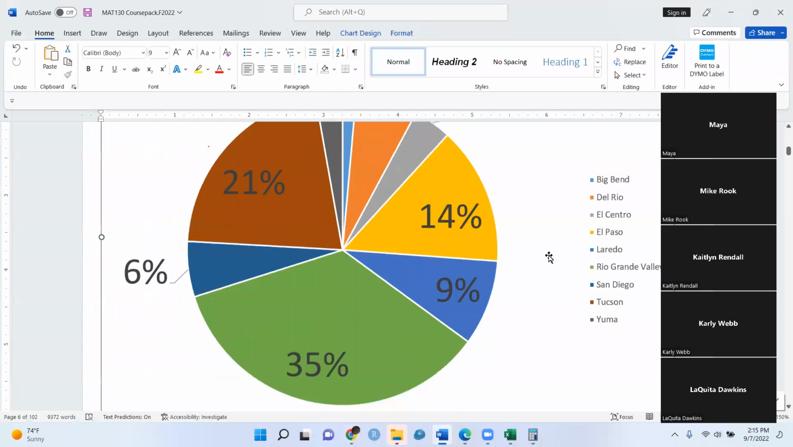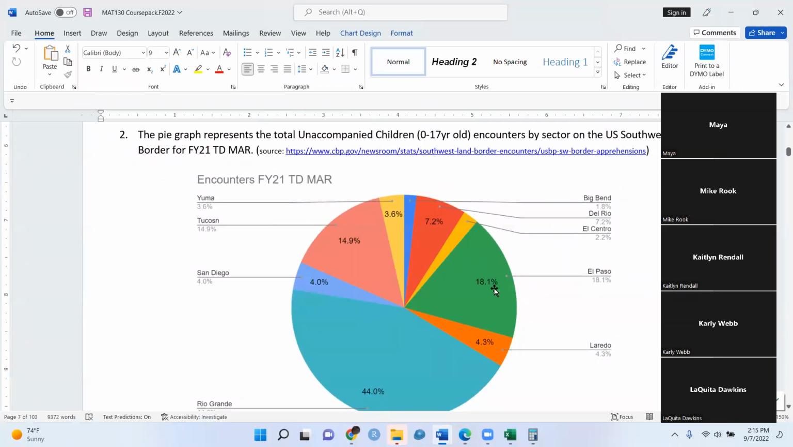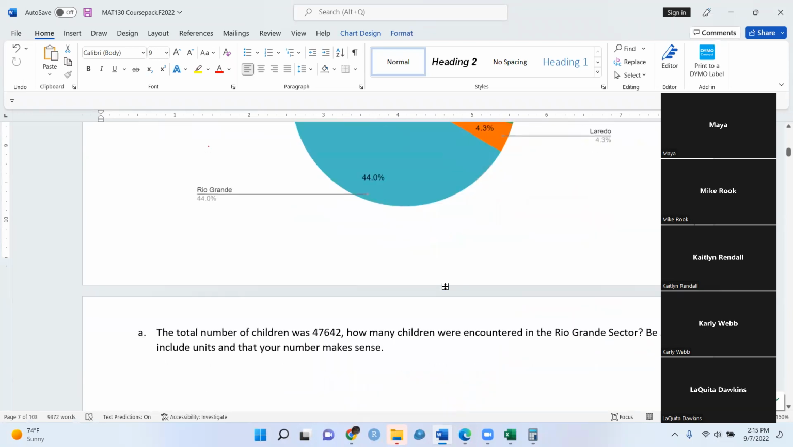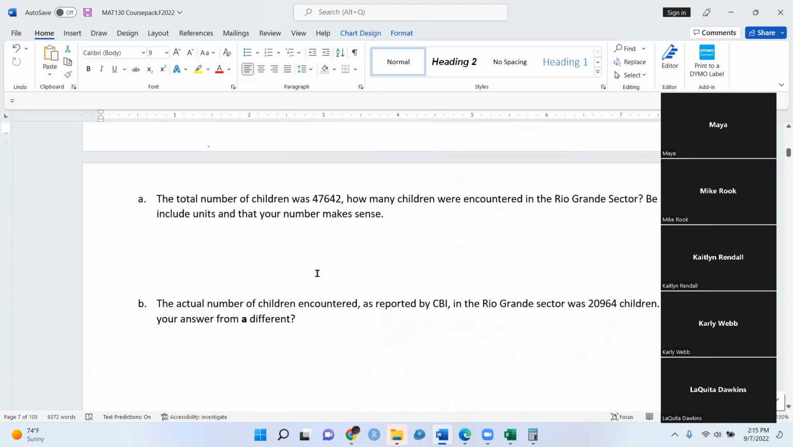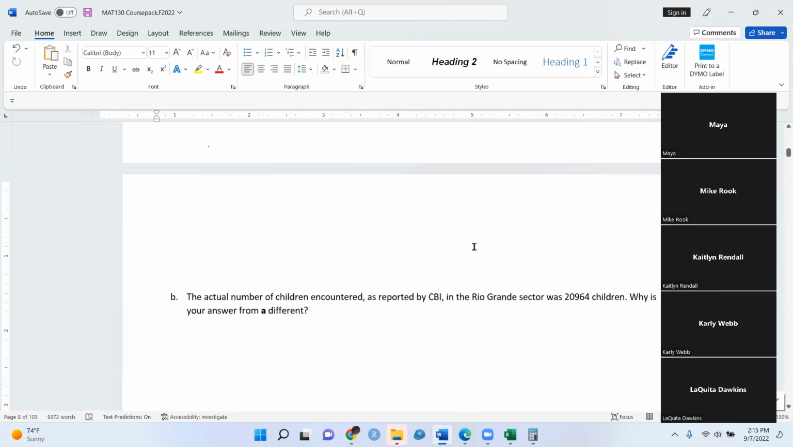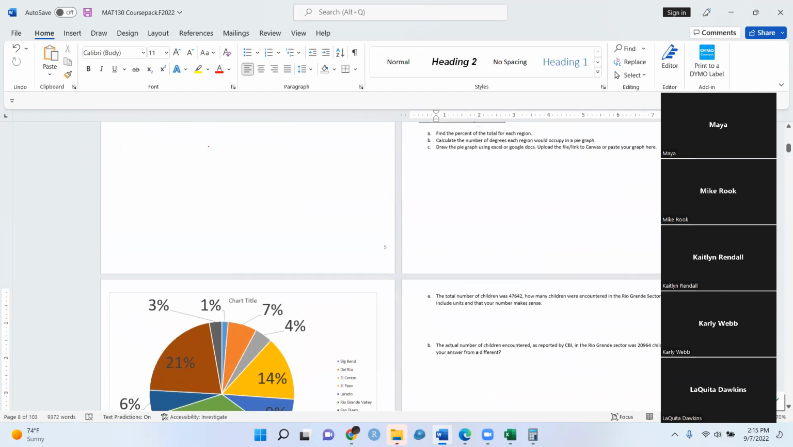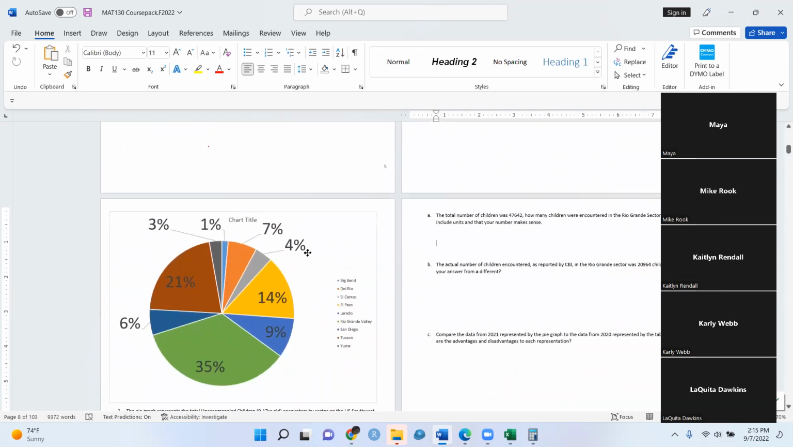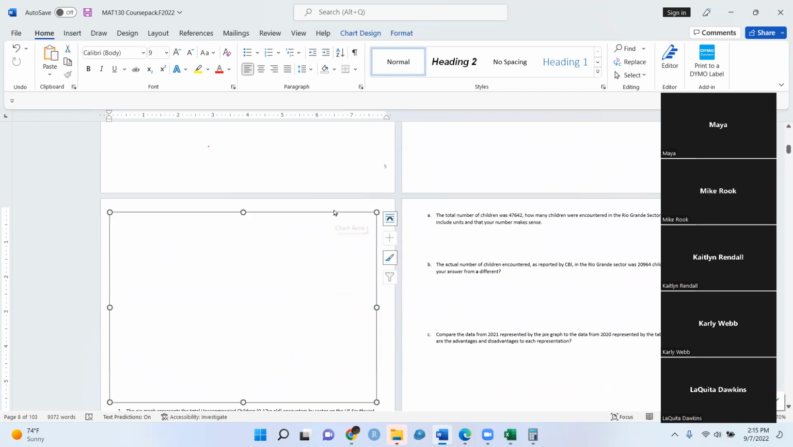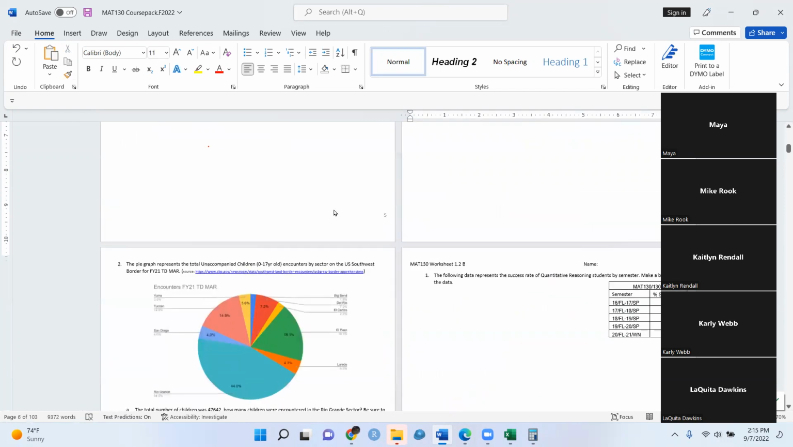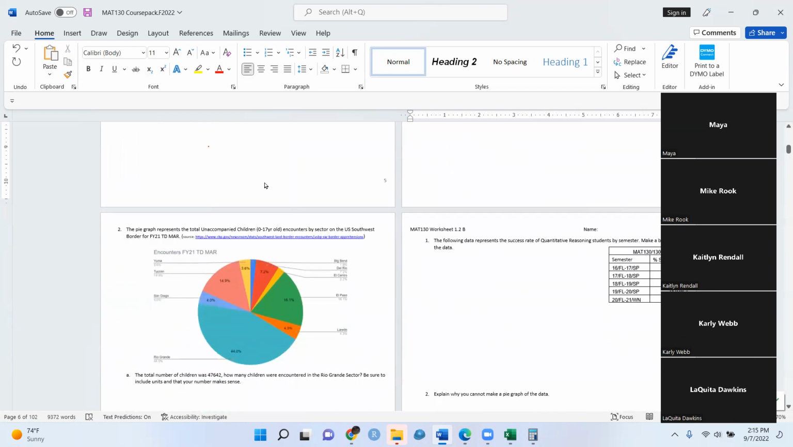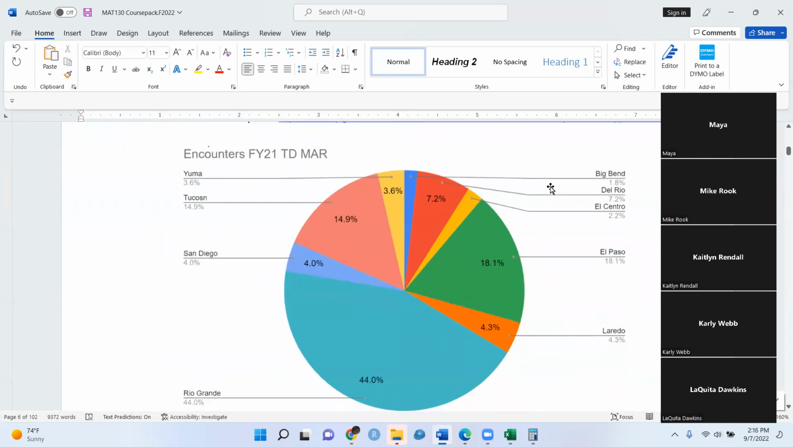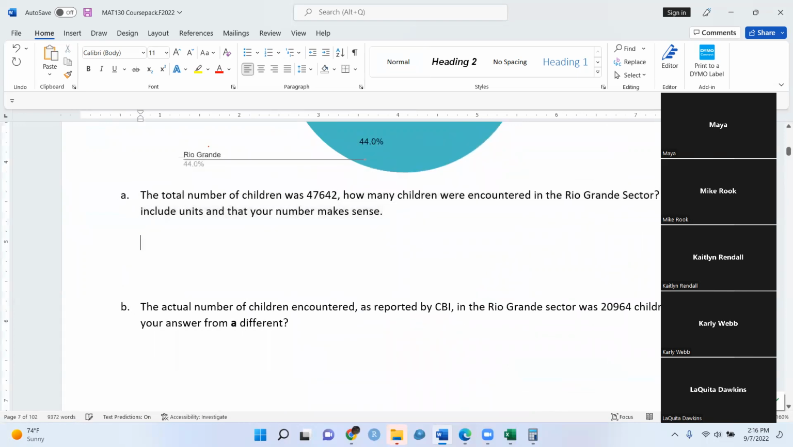Notice the second page, I give you a pie graph, and then I ask you some questions about it. So how about you all see if you can do letter A for worksheet 1.2. See if you can answer that question. Let me get rid of this because it's ruining my formatting. And you will see if you can figure out how to answer that one.